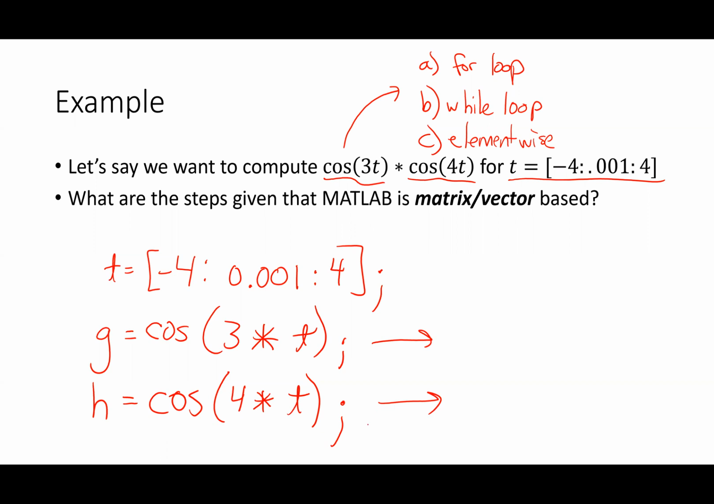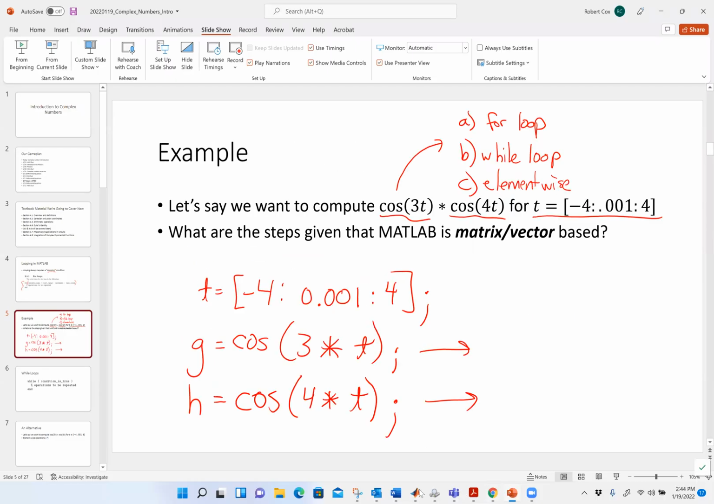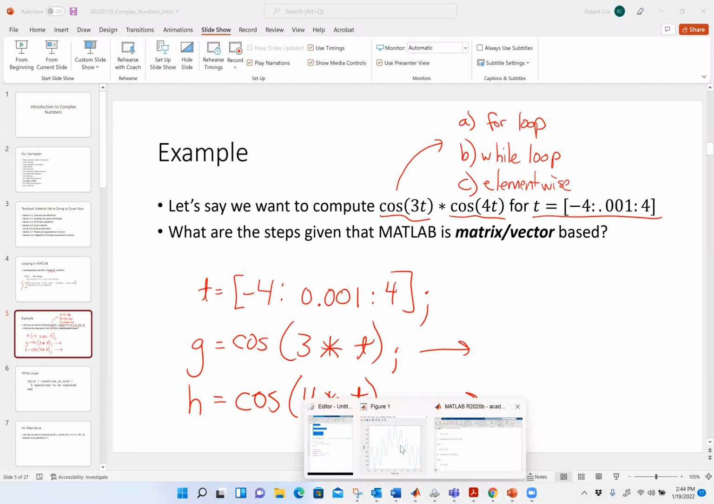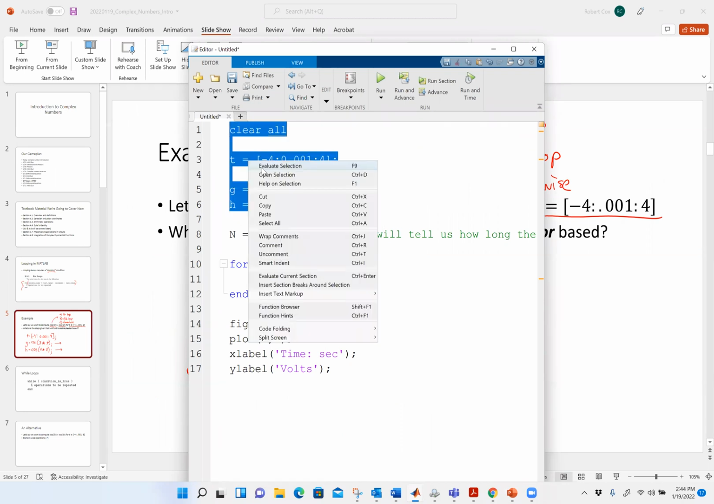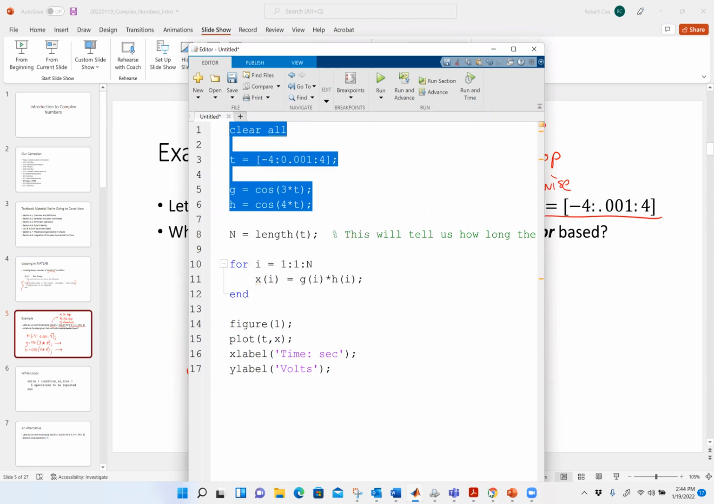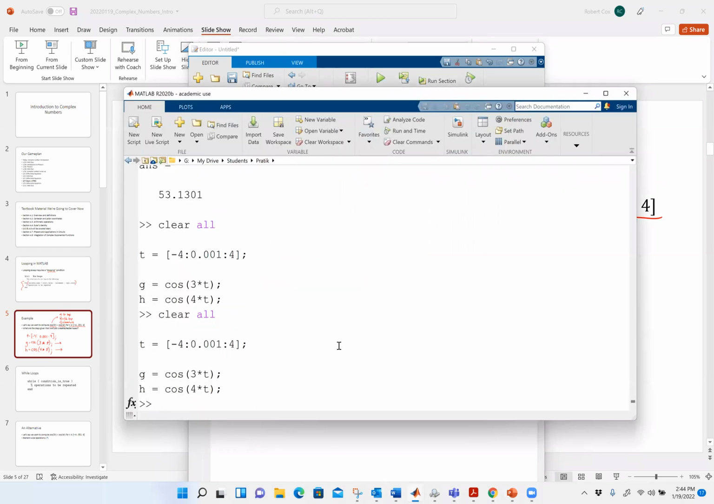So let's take a look here real quick. I've got this same code here in MATLAB. What I have in my MATLAB code is, I defined my t vector, I defined g, I defined h. So I'm going to evaluate those in MATLAB, and then let's look at it. All right. If I want to know how big those are, the size of them, the dimensions of them, what's the command I use? Length? Isn't it just size?